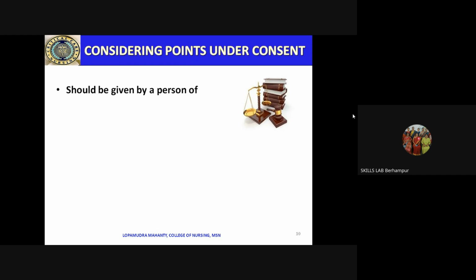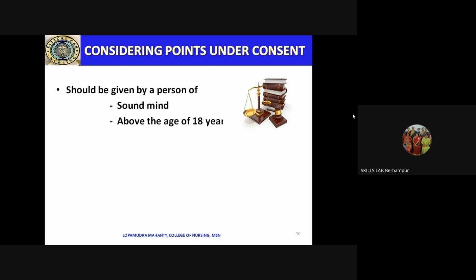Then sound mind, the decisional capacity. The consent must be given by a person having a sound mind, who is conscious, with all systems properly functioning. If the nervous system is not functioning properly, and the patient is unconscious or semi-conscious, they cannot take the decision. So the patient who gives consent must be of sound mind.